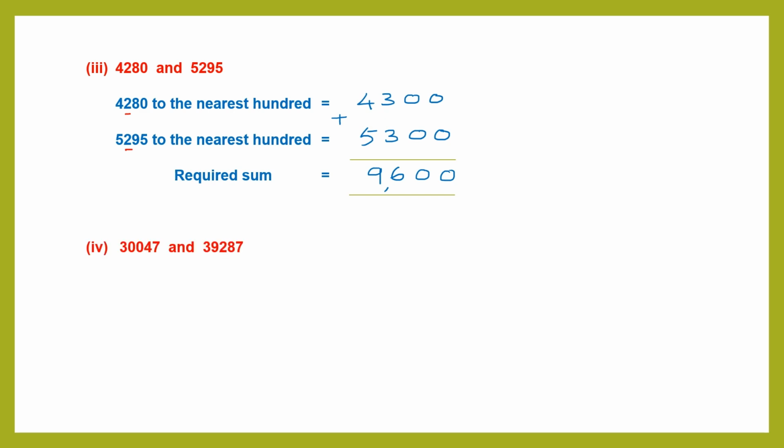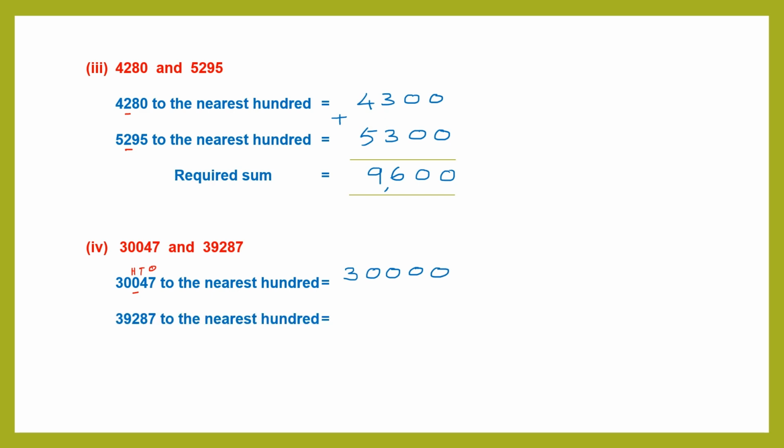Question 4. Here we have 30,047 and 39,287. So let's round off the first number to the nearest 100. So ones, tens, hundreds. In the hundreds place we have a 0 and the digit to its right is less than 5. So the 0 will remain the same. Whatever you have on the left will remain the same. 0. Now underlined digit also remains the same. The other two digits 4 and 7 will be replaced with 2 zeros.